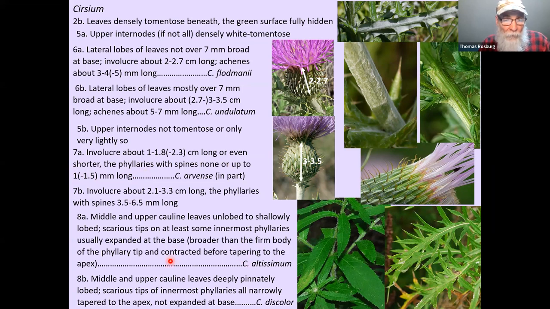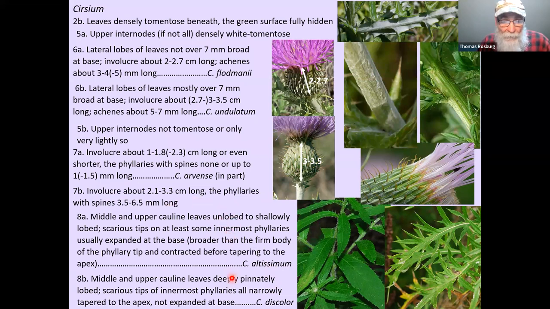Again, what these two down here are going to have are spines that are 3.5 to 6.5, more like this right here. These are the spines on the involucral bracts of one of these two species. I think this was discolor. So again, pretty easy to separate them off. And just gestalt-wise, Canada thistle looks a lot different than either of these two species. But that's something you have to kind of learn as you go.